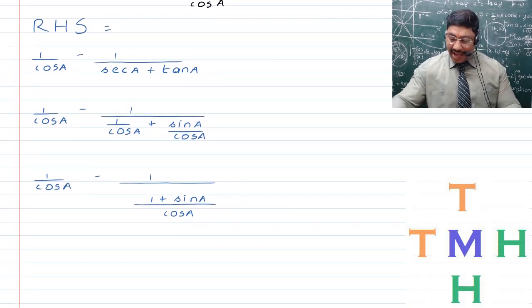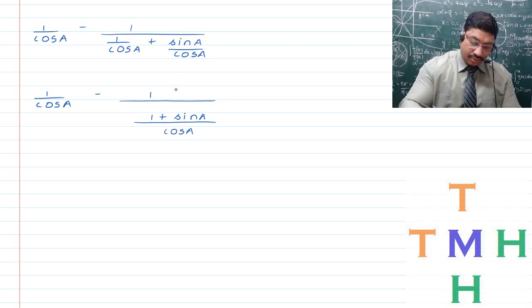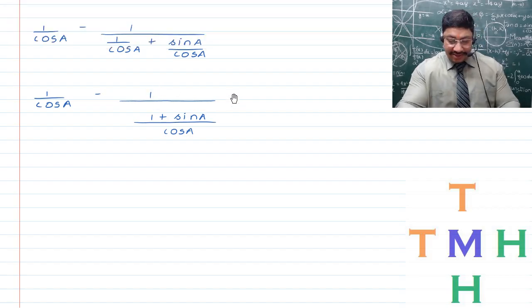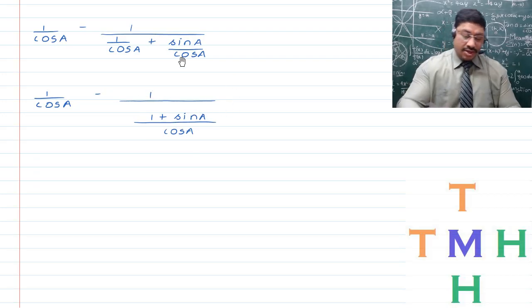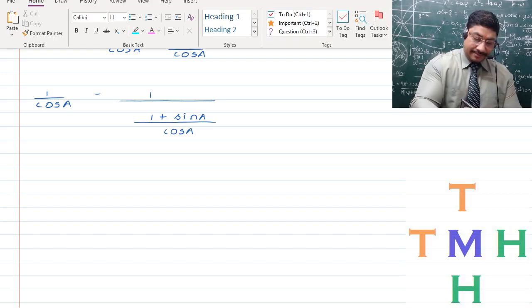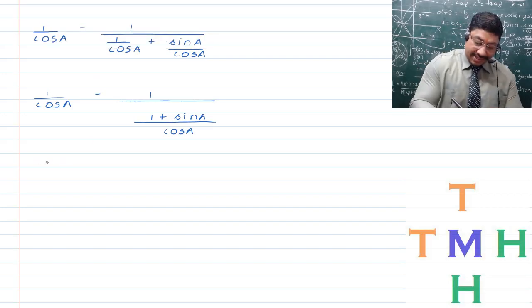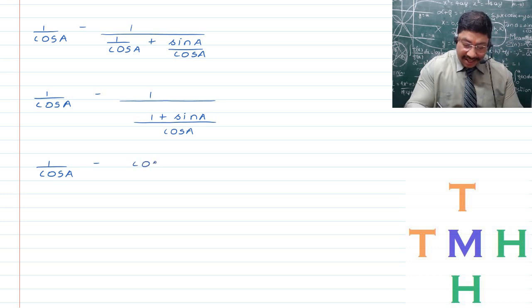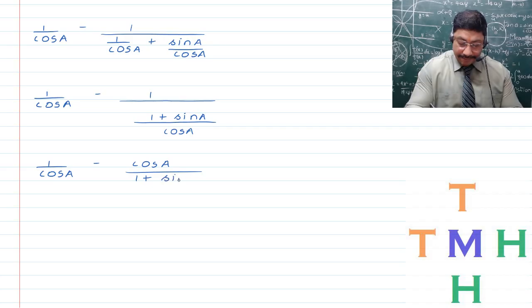In the next step children, as we have again one fraction which is divided by another fraction, we will write this as 1 fraction A upon B into the reciprocal of the second fraction, which will thus become cos A upon 1 plus sine A. So as such we will have 1 upon cos A, and minus we will have cos A, which is going to be divided by 1 plus sine A.